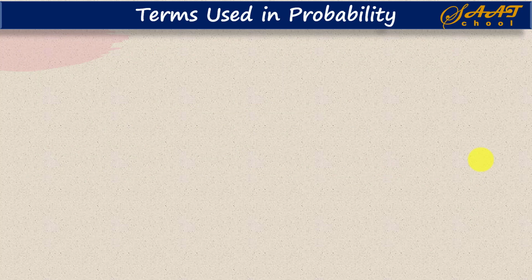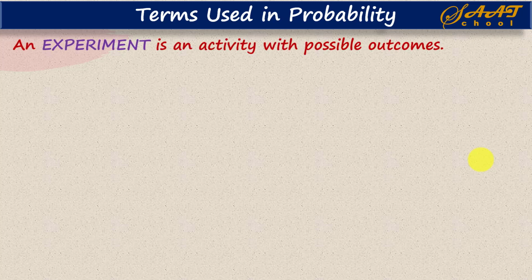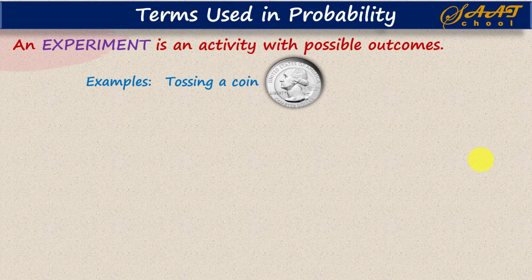Now we have to know some terms which are used in probability. For example, an experiment. An experiment is an activity, and that activity always gives some possible outcomes. For example, when you toss a coin, that is an activity. Tossing a coin is an activity. That activity in probability is called an experiment. Again, an experiment is an activity, for example, tossing a coin. So tossing a coin is an experiment in probability.